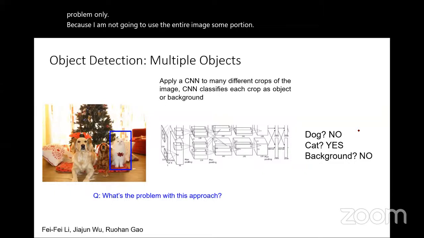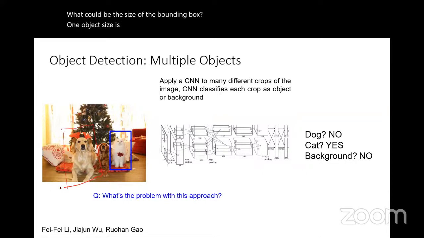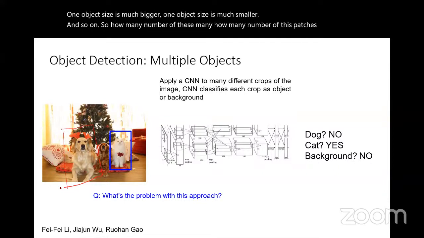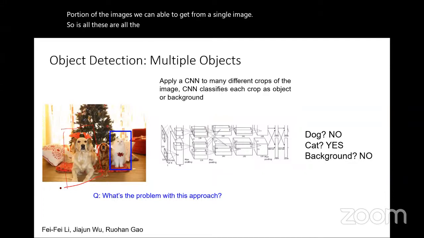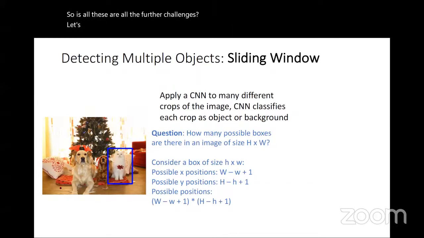The problem here is: what could be the size of the bounding box? One object size is much bigger, one object size is much smaller, and so on. So how many of these patches, portions of the image, can we get from a single image? So these are all the further challenges. Let's try to think about it, because as we know, this is one portion of an image we can keep as an input to my model.